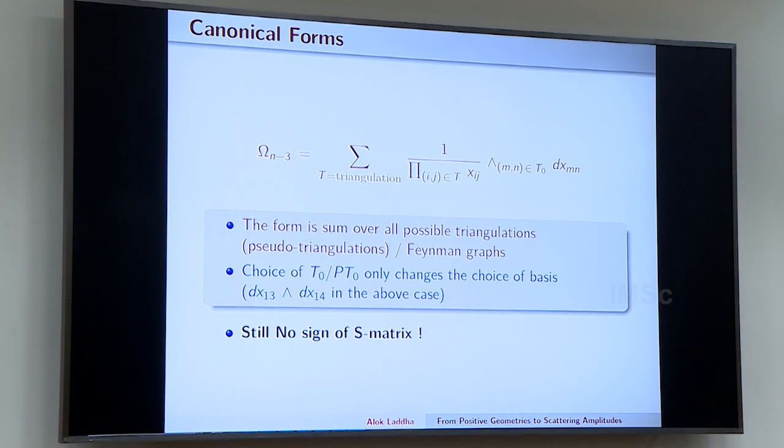Yeah, so the form, just to recall, in the case of the associahedron, is a sum over all possible triangulations, and this should already tell us that some connection with amplitudes is emerging, because we know that triangulations or pseudo triangulations are dual to Feynman graphs with or without loops. One can wonder where these coordinate forms come from. That is just a choice of the reference we choose. If you choose a different reference, instead of 1 3 1 4 you choose 1 3 3 5, then the coordinate form will be different.